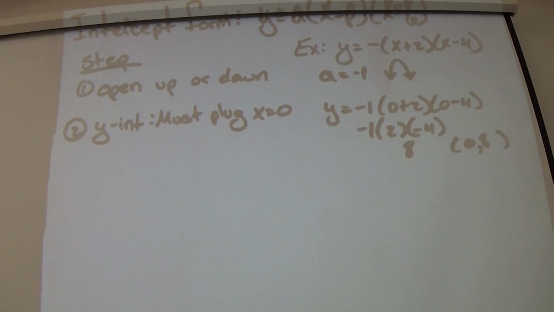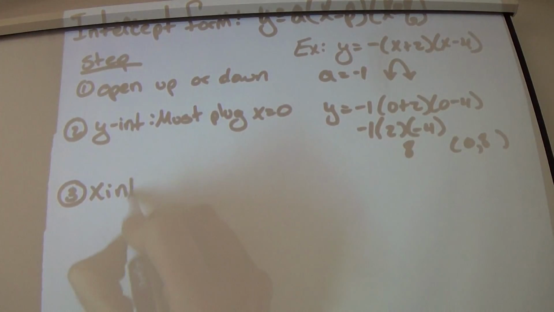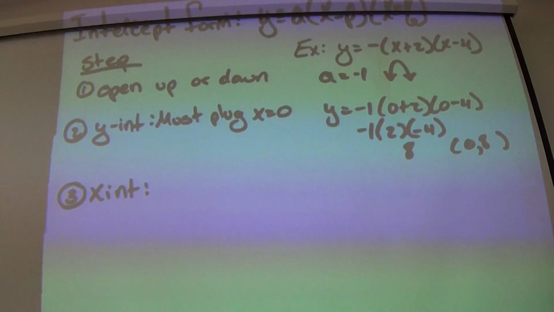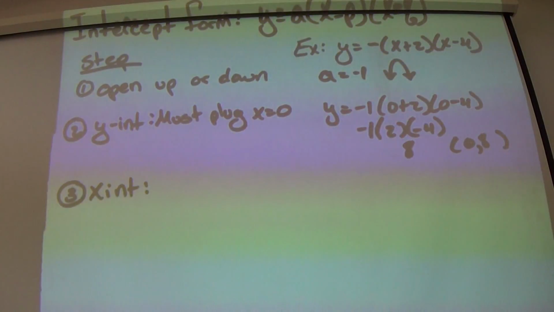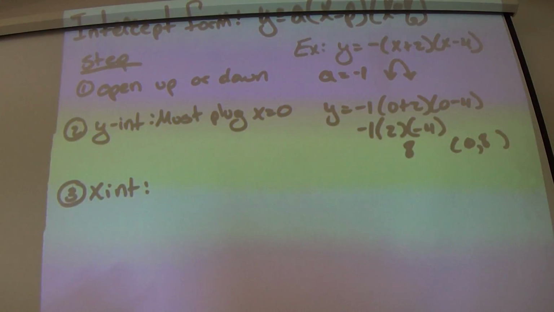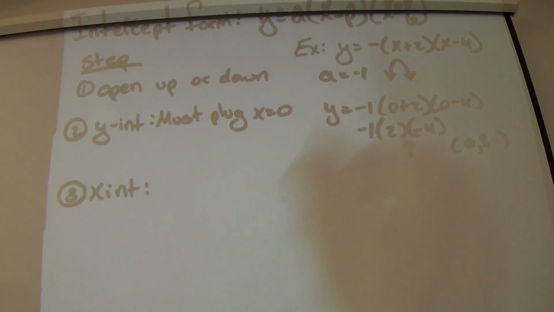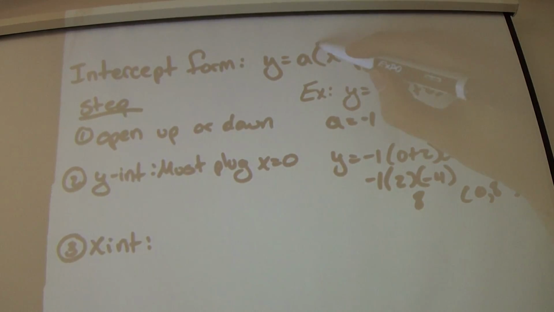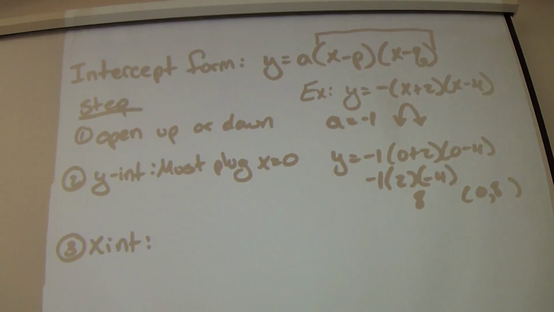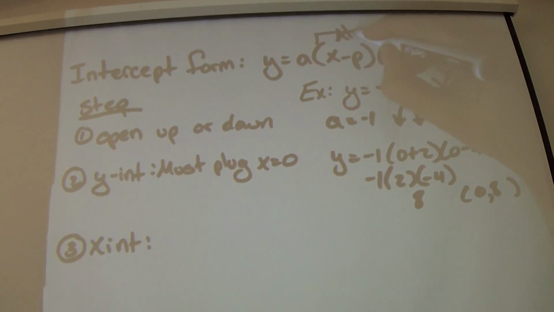What changes is on our step 3, we're going to pull the x-intercepts. Now, the x-intercepts are what? Yeah, y is equal to 0. So what I want you to notice is if y is already equal to 0, we can come back here. In intercept form, this is already factored.